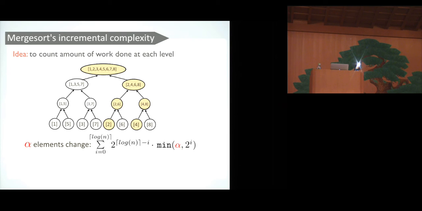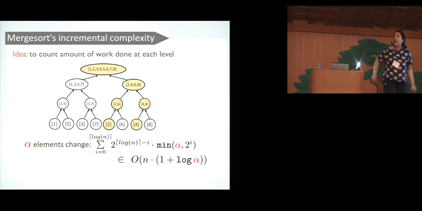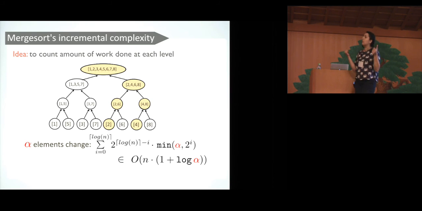Since we are counting all levels, we'll get a sum over the log n, but the point is that I don't want you to read this whole thing. I won't explain it. The details are in the paper. But this bound has this nice complexity, n times 1 plus log alpha. So if alpha is equal to 1, we'll get linear incremental update time, which is much better than n log n. And if alpha is n, we'll get n log n, right? And let's see how we can verify that merge sort actually has this cost. So we are assuming we are given this cost, and we want to show that merge sort has this bound.